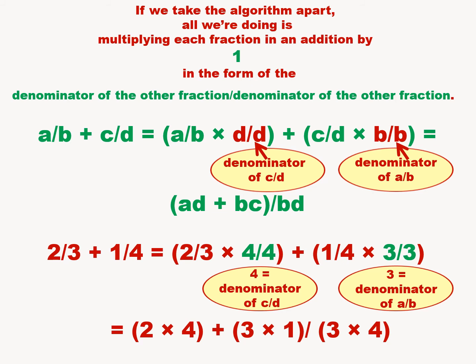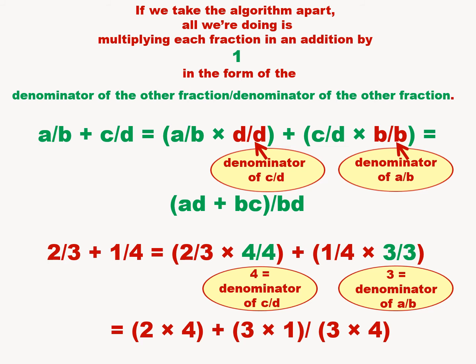Let's look at it carefully. If we're adding A over B to C over D, what we do is multiply A over B by the denominator of C over D, or D over D. And then we multiply C over D by the denominator of A over B, that is 1 in the form of B over B. The result of this multiplication is AD plus BC over the denominator B times D.